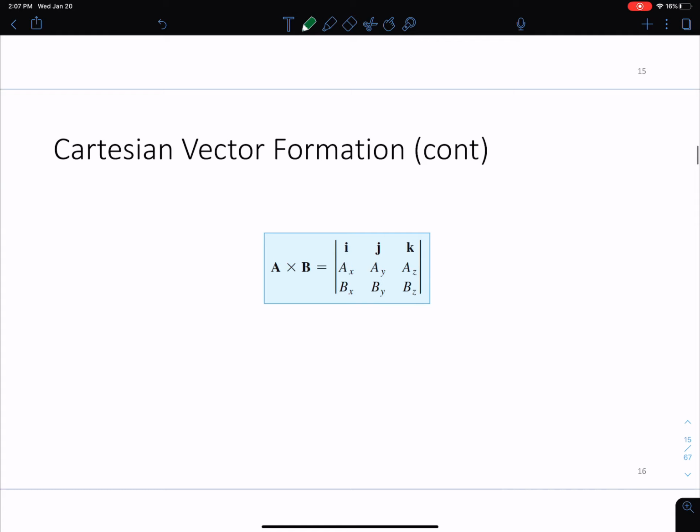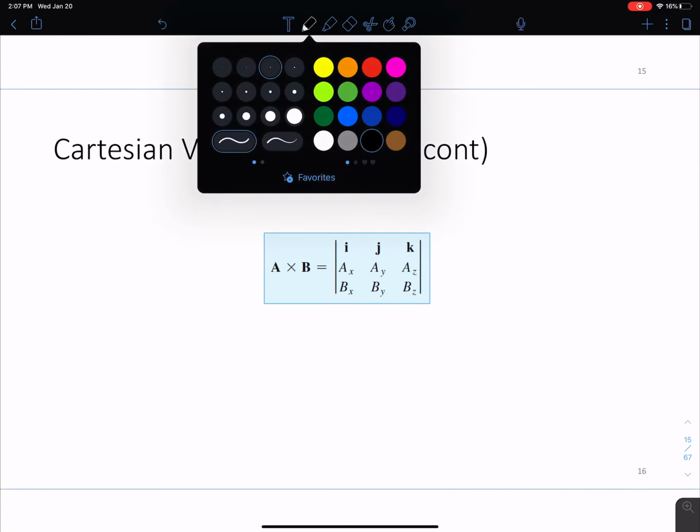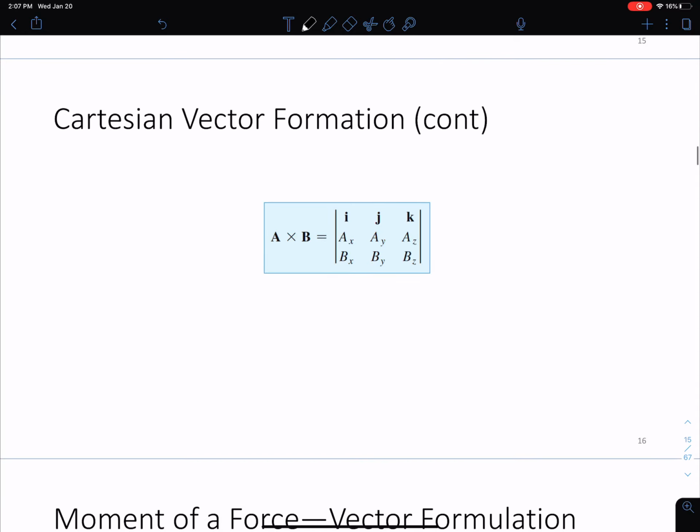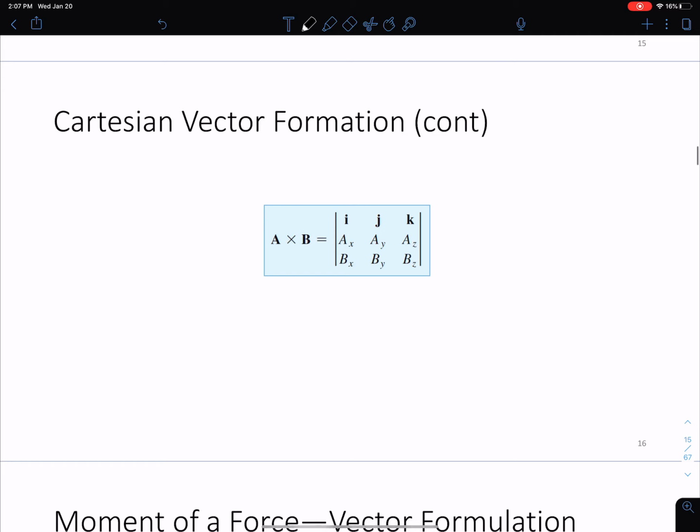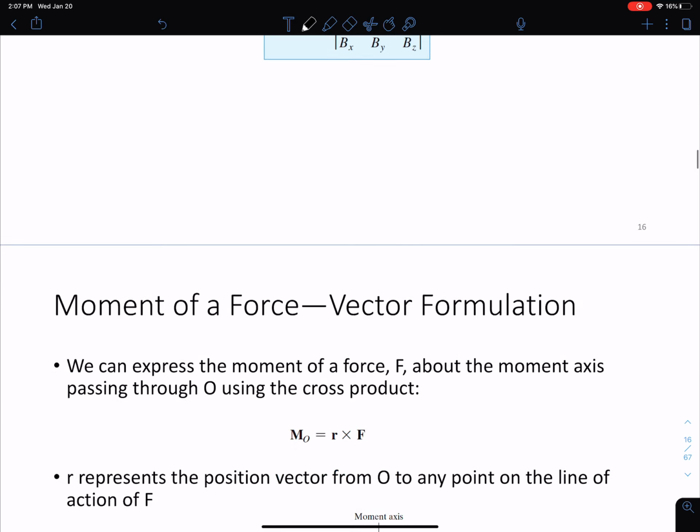Okay. And then for Cartesian vector formulation, this is how we can actually take the cross product. So we put the i, the j, and the k values, the x component, the y component, the z component, and then we can multiply all of these out using the determinant. Concepts of the determinant, which we'll go over in the examples.